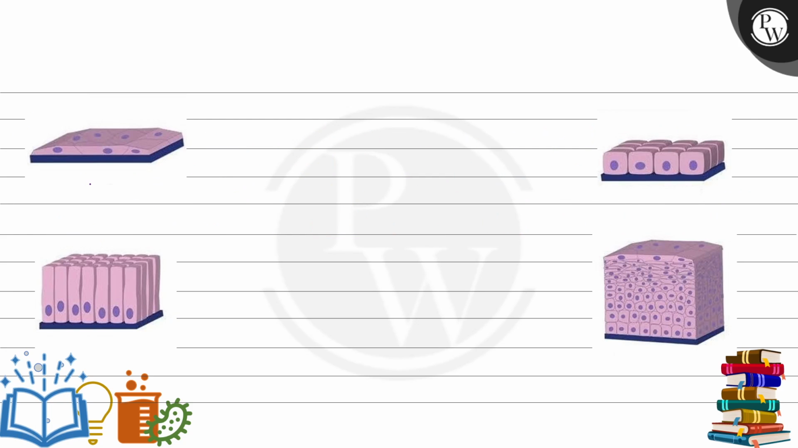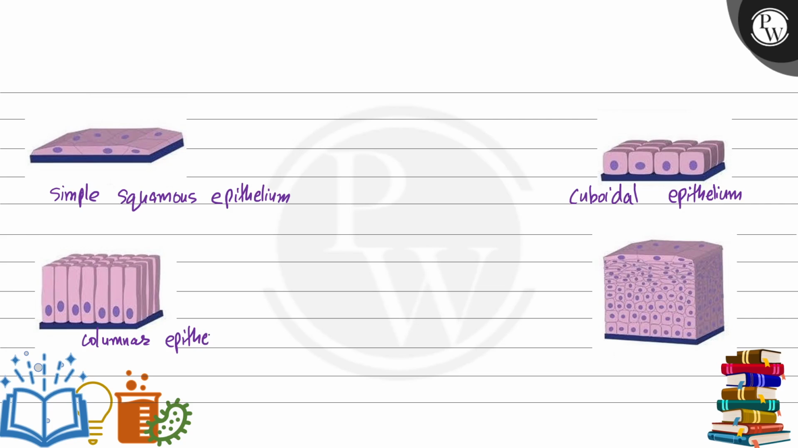Let's see the diagram now. This is the diagram of simple squamous epithelium. This is cuboidal epithelium. This is columnar epithelium. And this is stratified squamous epithelium.